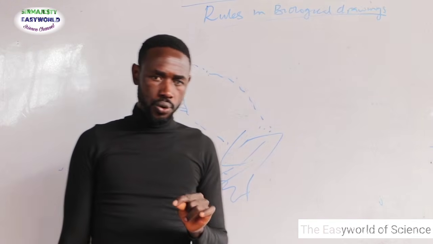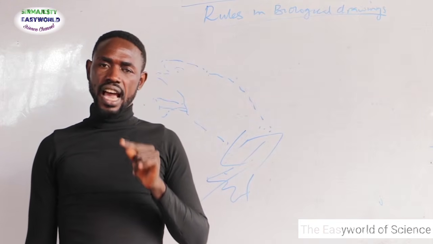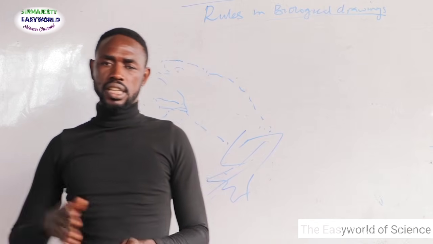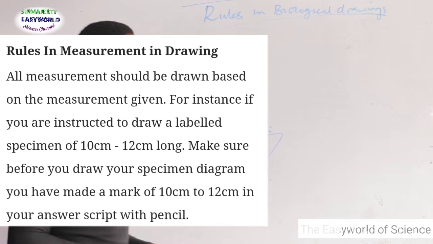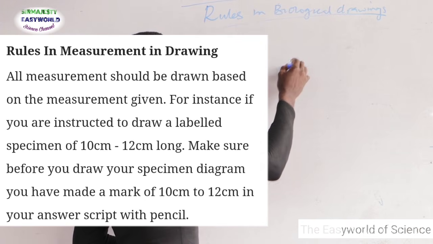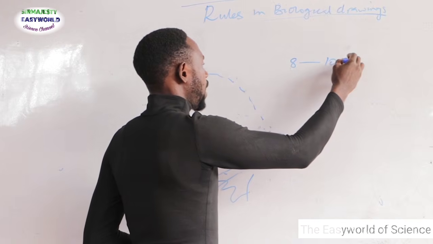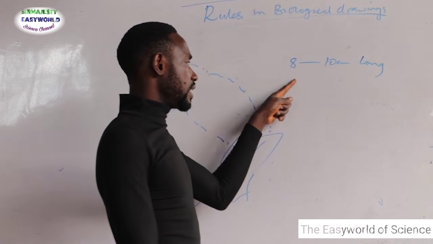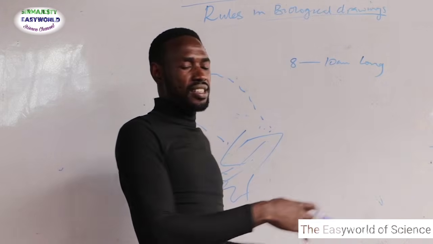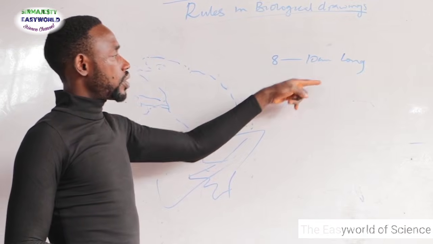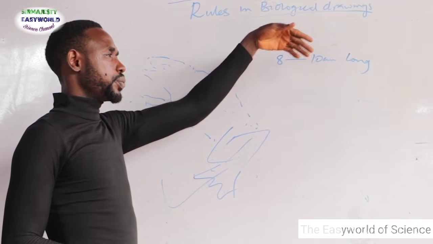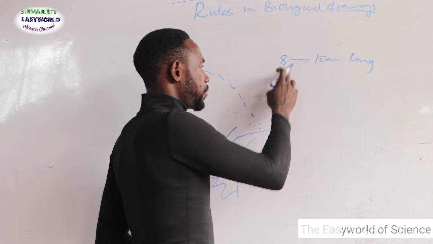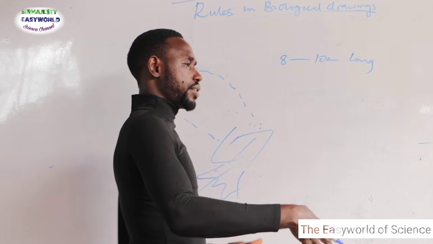Then, rule number 3: the size of your diagram. You must obey that size. The size of your drawing must not exceed the range given. And this is where there are many misinterpretations and misconceptions. If you have to draw a specimen 8 to 10 cm long, it doesn't mean that 8 is the width while 10 is the length. 8 to 10 is the major length of your drawing. Nobody gives you width or the length. The rule means that if you draw 8 it is correct, if you draw 9 it is correct, if you draw 10 it is correct. It's a range.